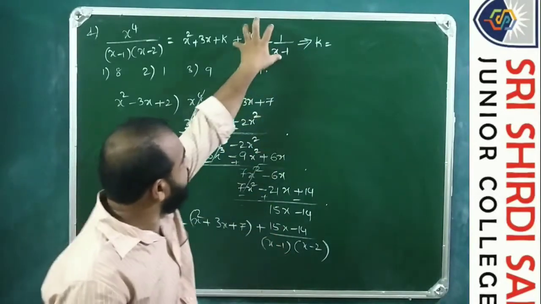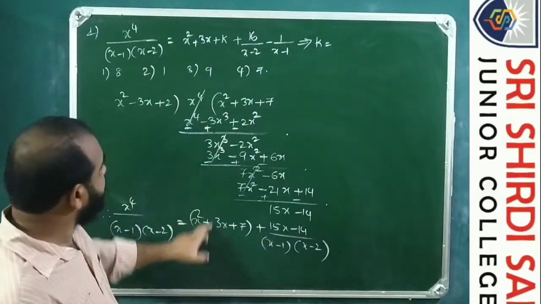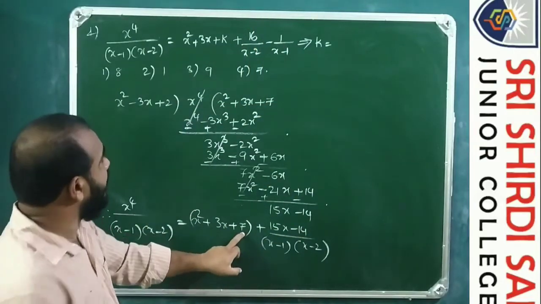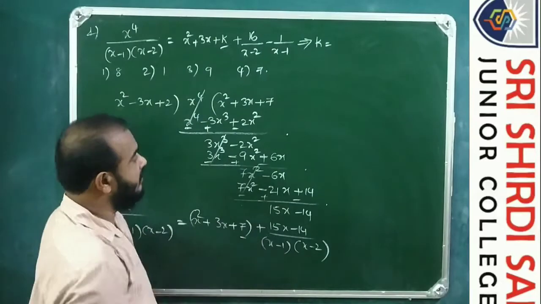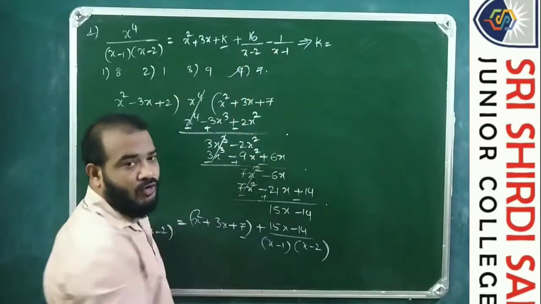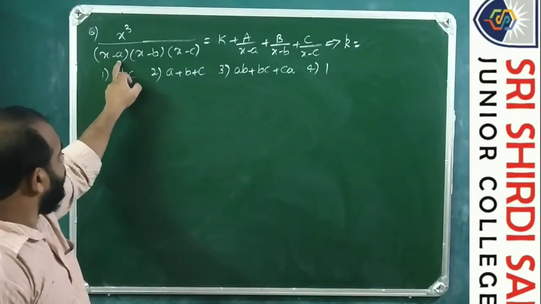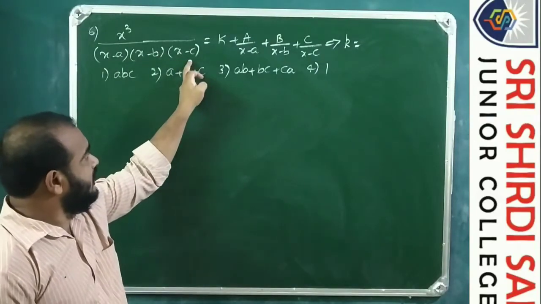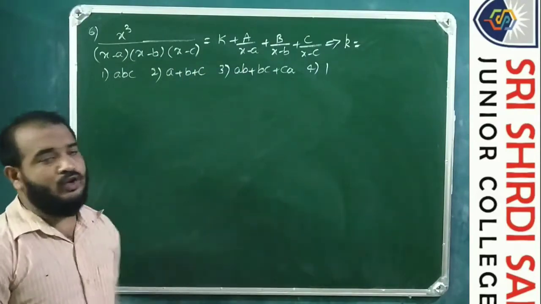So that is going to be this, and if you check these two, in the place of k we will find 7. Therefore option number 4. x cube by x minus a into x minus b into x minus c is equals to this, then the value of k.